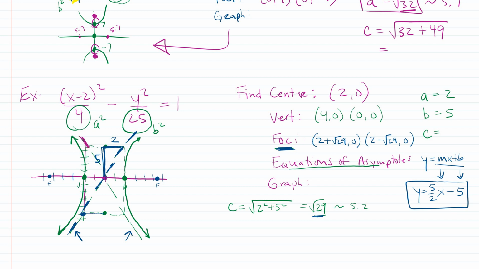Now, this one, I'll make it this pinkish color, is the other asymptote. It crosses here at +5. And it has a slope of down 5 over 2. So this is -5 over 2 x plus 5. And those are the equations of the asymptotes.